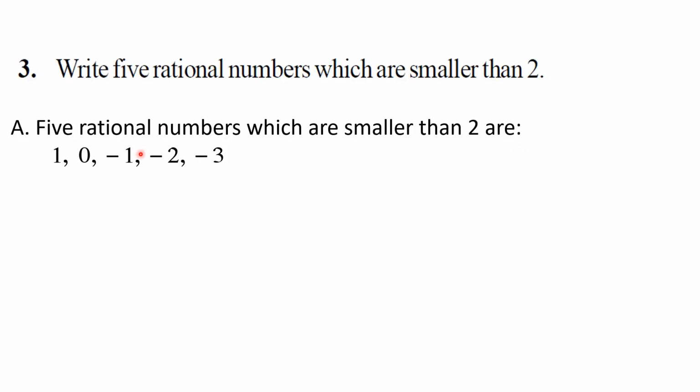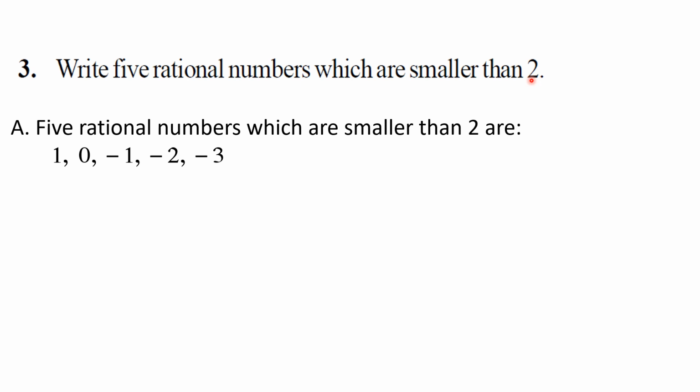Question number 3, a very easy and straightforward question. Write 5 rational numbers which are smaller than 2. Always remember, whenever this kind of question comes, give 5 numbers, 7 numbers, 10 numbers smaller than this number or greater than this number. Remember that the answer can be varied. There can be as many answers as possible, because there are infinite rational numbers smaller than or greater than a given number. Now you see, here it is 2.